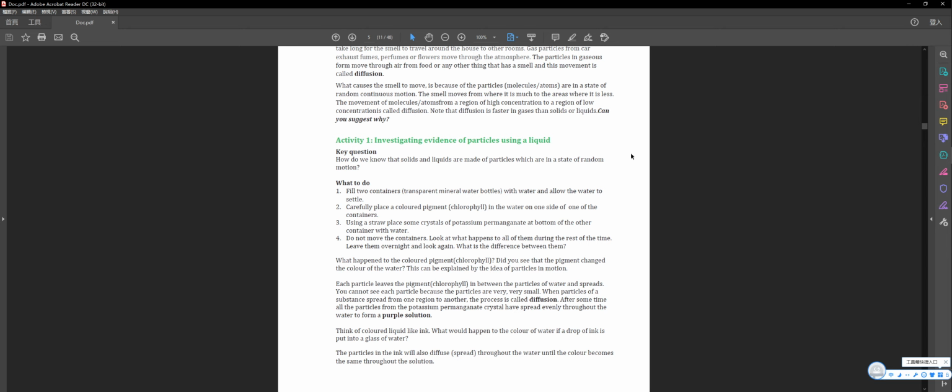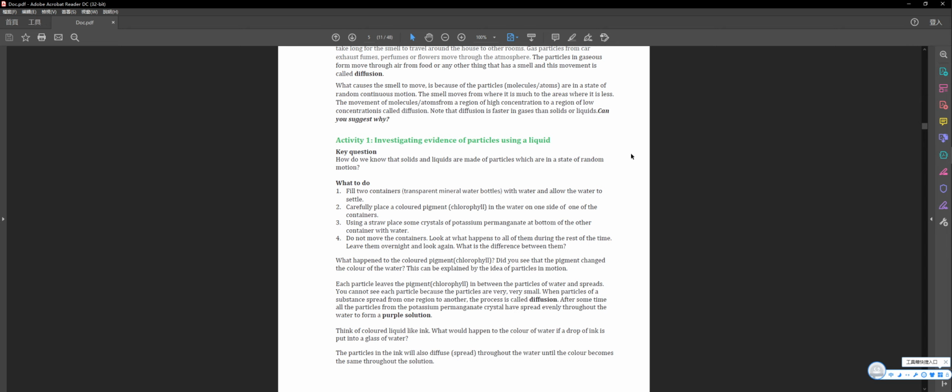What happened to the colored pigment? Did you see that the pigment changed the color of the water? This can be explained by the idea of particles in motion. Each particle leaves the pigment, moves in between the particles of water and spreads. You cannot see each particle because the particles are very small. When particles of a substance spread from one region to another, the process is called diffusion.